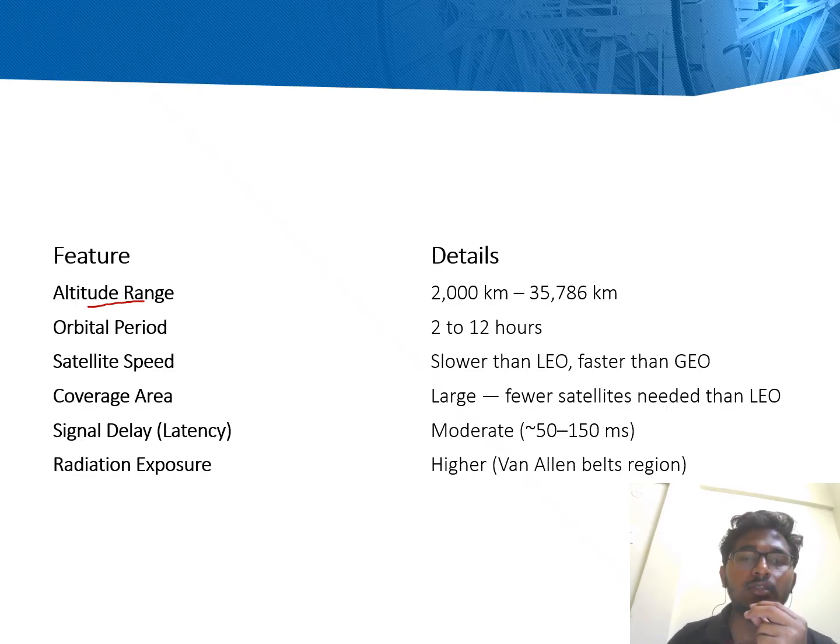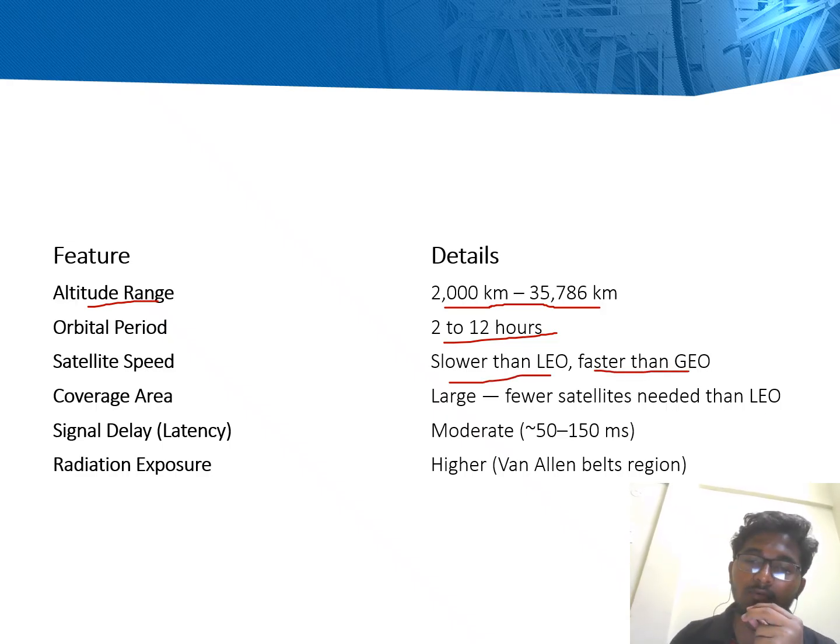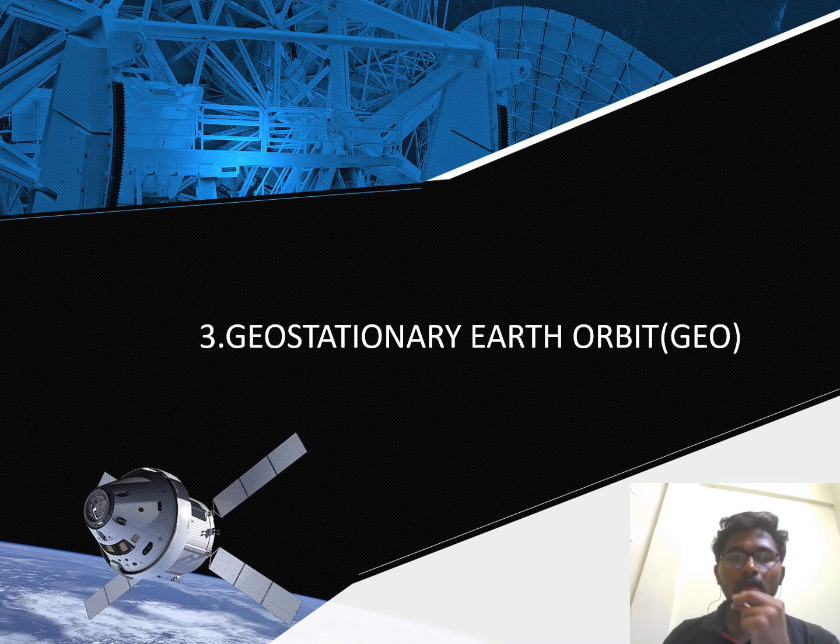And we see the features of MEO. Altitude range is approximately 2000 kilometers to 35,786 kilometers. The orbit period is 2 to 12 hours. Satellite speed is slower than LEO and faster than GEO. Coverage area is large when compared to the LEO. Signal delay is moderate. Radiation exposure is higher. These are the features of MEO, and we go through geostationary Earth orbit.